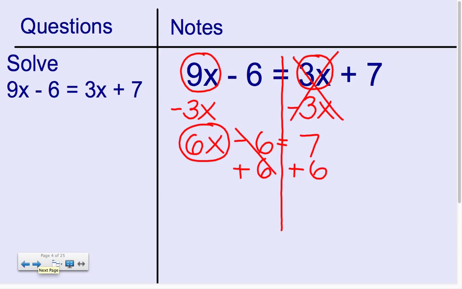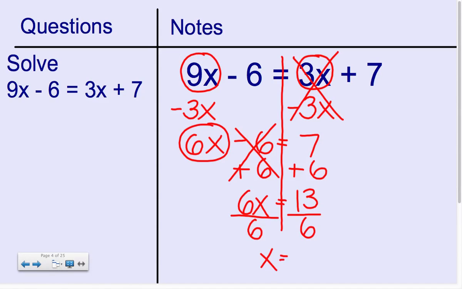Negative 6 and 6 make 0. Bring down the 6x. 7 plus 6 is 13. Divide both sides by 6. And you're going to notice that we're going to get a fraction on this one. 13 divided by 6 does not give us a nice number, so we'll just leave it as 13 over 6.